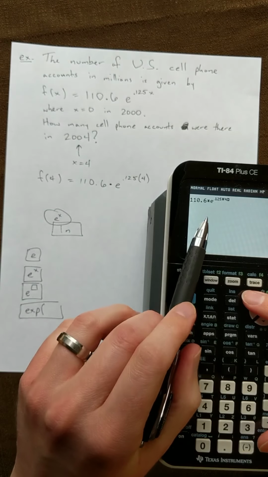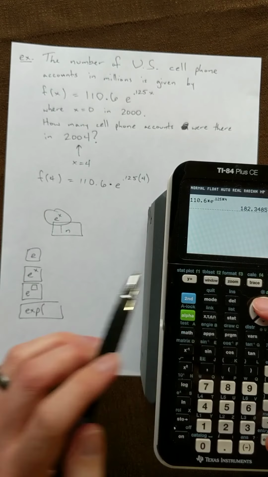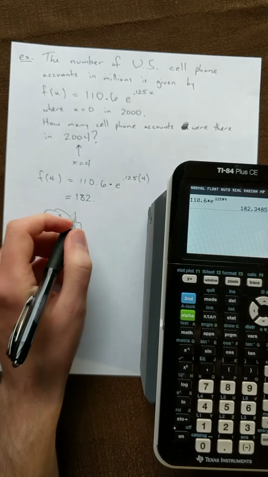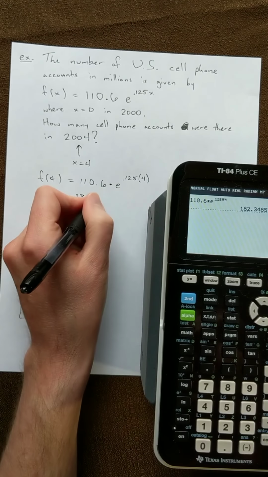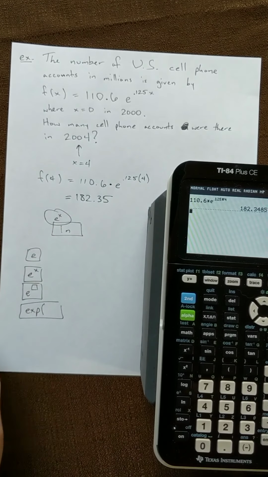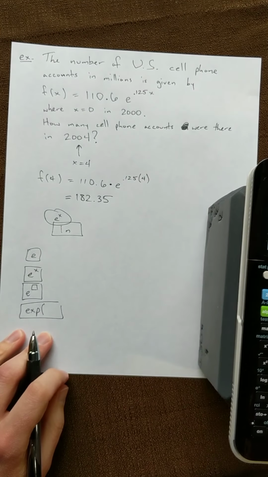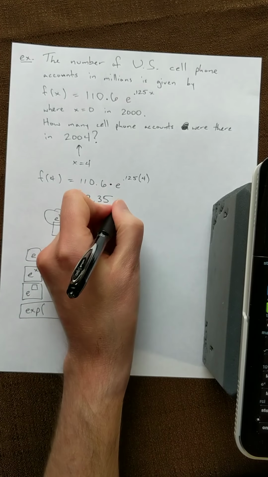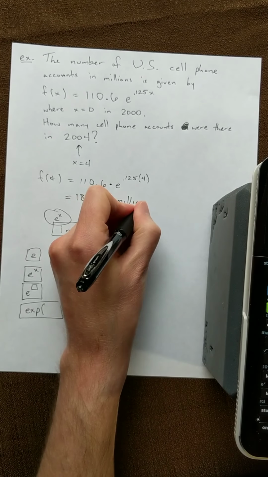Okay, anyway, so the number we end up getting is 182.348, and I'm going to round that to 182.35. The question says the number of cell phone accounts in millions is given by that expression. So this is how many million accounts there were.